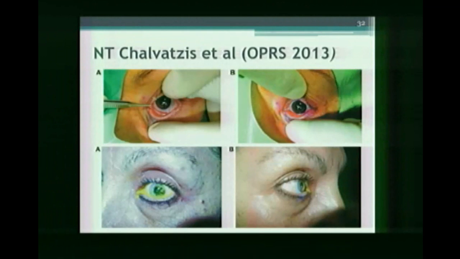These are some photos from their study. This is the way the stent was inserted from the lower and then the upper, and this is how it looks by the end of the procedure. This is a photo of the same patient. This is the eye in group A that had only punctoplasty, after 10 minutes of the dye disappearance test, and this is the fellow eye in which the punctoplasty was associated with insertion of the self-retaining bicanalicular stent.